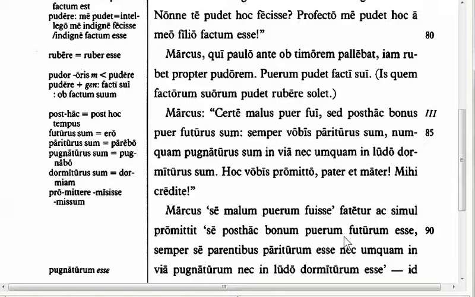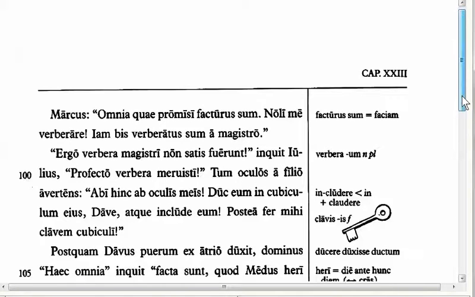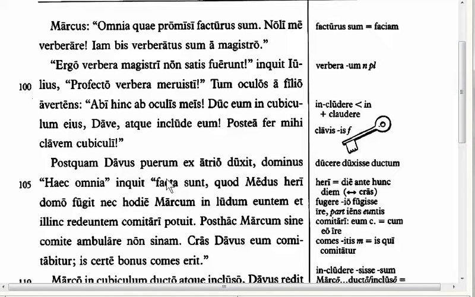Okay, the next new feature is in line 106. So let's go down there and read the line. We have, haec dominus haec omnia inquit facta sunt, quod Medus heri domo fugit, nec hodie Marcum in ludum euntem, etc. So the master says that all of these things happened, or were done. All of these things happened because Medus ran away from home yesterday, and today he was not able, non comitari potuit, was not able to accompany Marcus going to school and returning from there.